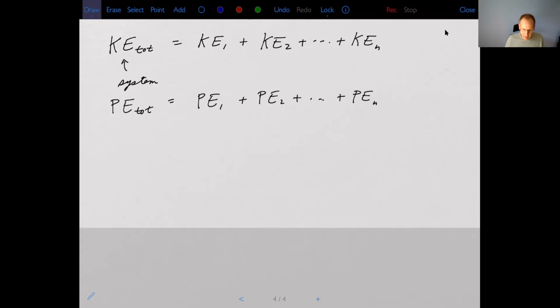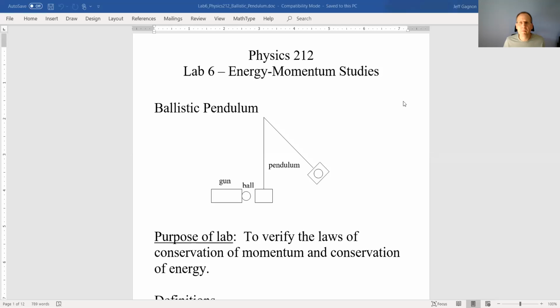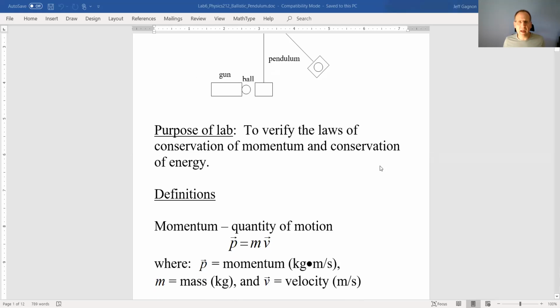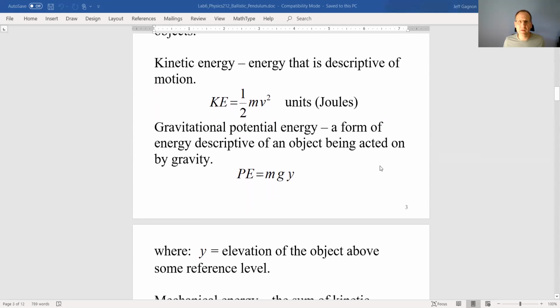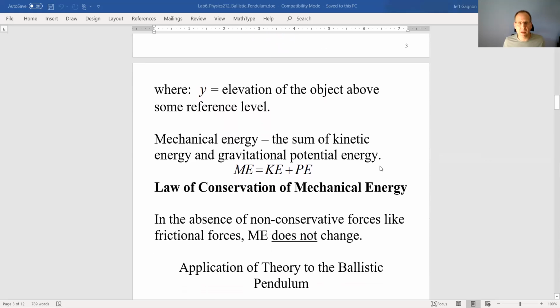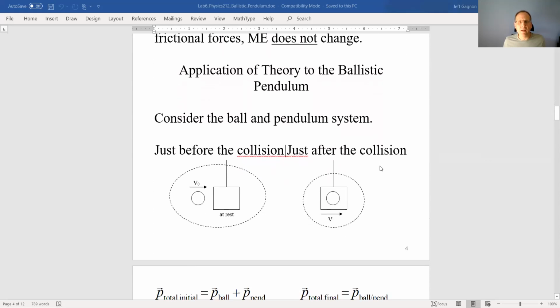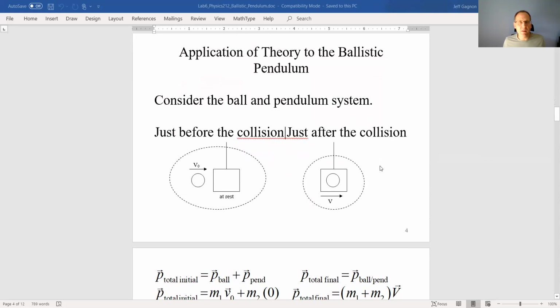Okay, so the next thing I want to do, let me jump back to the handout first, and then we're going to actually derive the equations that we're going to need to ultimately calculate the velocity of the ball as it leaves the gun. So let me jump back. Okay, so I'm back to the lab. Again, I went over all this review: conservation of total momentum, kinetic energy, gravitational potential energy, and mechanical energy. Okay, so now let's apply those theories to our situation, which is the ballistic pendulum.